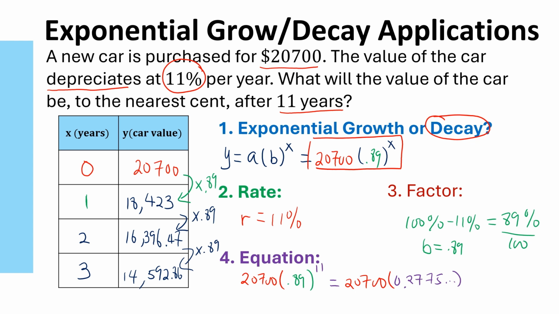Keep that number in your calculator and multiply that by 20,700. So the value of the car after 11 years is going to be $5,744.61.